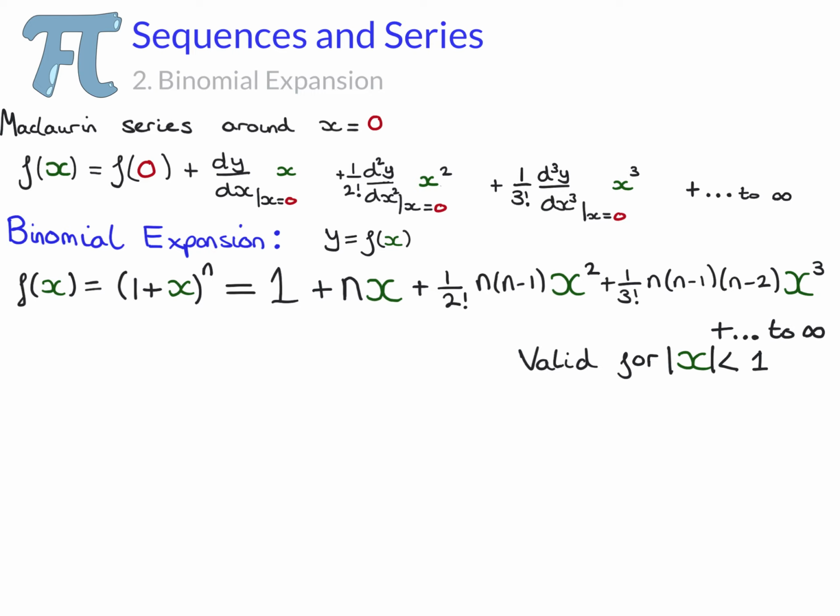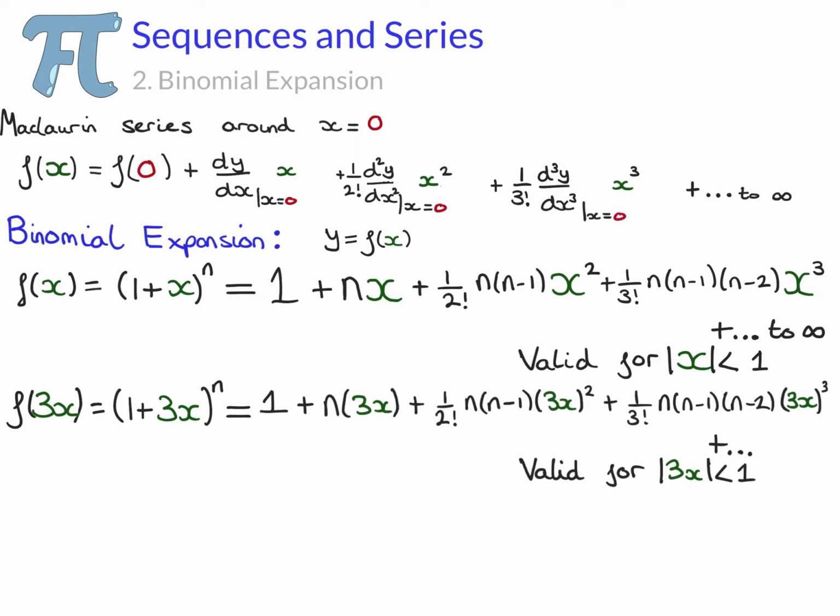Given this expansion, we can easily find the expansion if the x in the bracket were to be replaced by some function of x, let's say 3x. If we change the argument, all we need to do is replace all the x's with 3x's. Notice also that the x in the domain also changes to a 3x. It is the function of x that must have a modulus of less than 1.